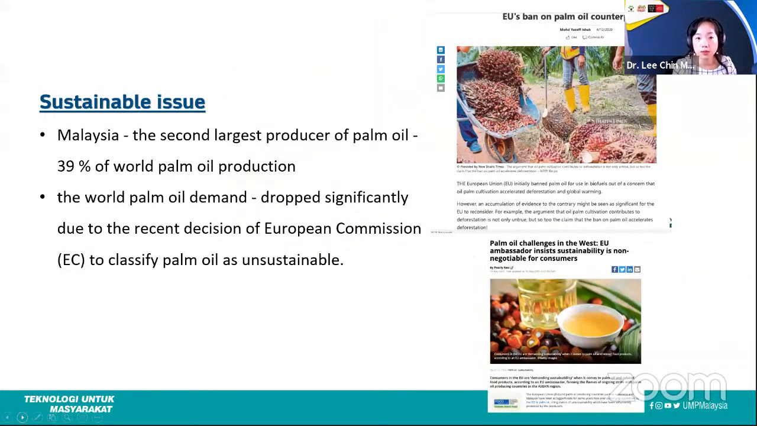So Malaysia now is the second largest producer of palm oil, which is 39% of the world palm oil production. However, the world palm oil demand has dropped significantly due to the recent decision of the European Commission to classify palm oil as unsustainable. So in a lot of European countries, the subsidy has been pulled out for using palm oil as biodiesel. And the main issue is deforestation and global warming.